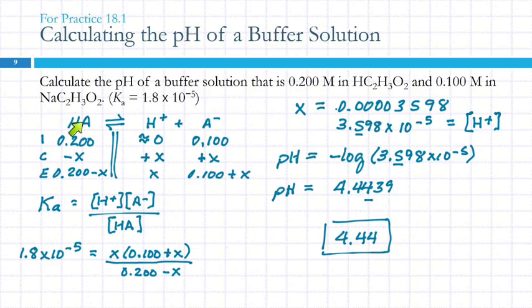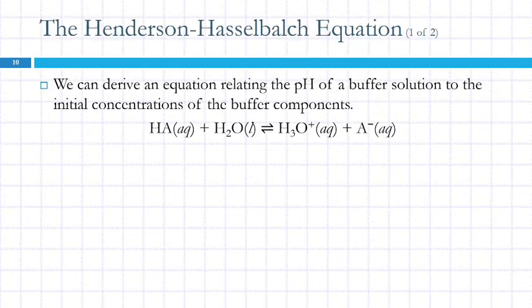What's different here is that instead of just having the acid and watching it ionize and figuring out what the pH is, we also start out with a significant amount of the A-. And that's really the only thing that's different. So you can find the pH of a buffer solution by doing an equilibrium problem using an ice table. But there's another way as well. There's an equation called the Henderson-Hasselbalch equation. That's a mouthful, isn't it?